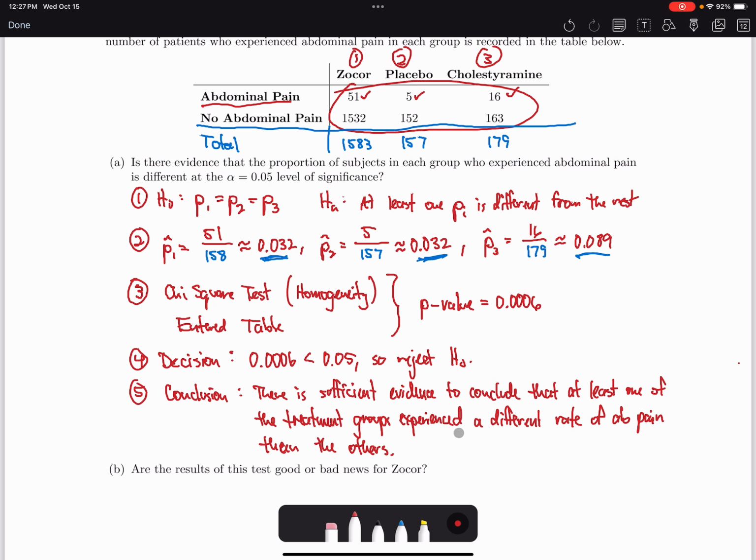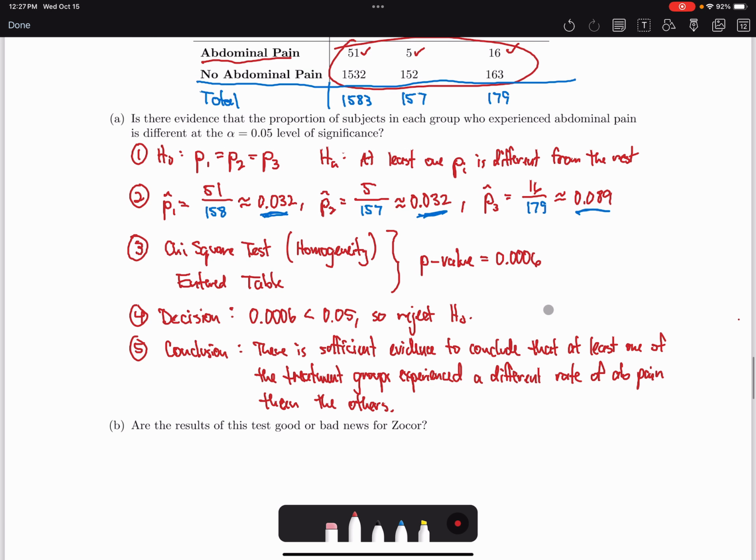Now, the test itself does not tell us which group is different, right? For us to determine which group is different, we have to look back at step 2 and say that, oh, it's probably cholestyramine, right? The Zocor and placebo patients had pretty much the same rate of abdominal pain, but cholestyramine patients had an elevated abdominal pain. Again, the test itself doesn't tell us that. We have to look back at step 2 to figure that out.